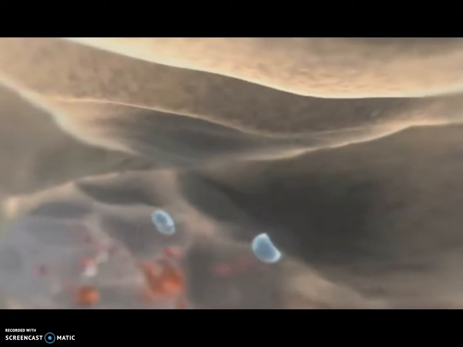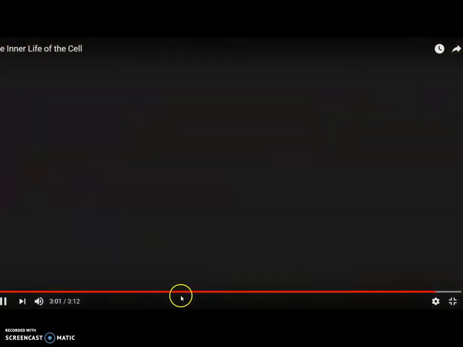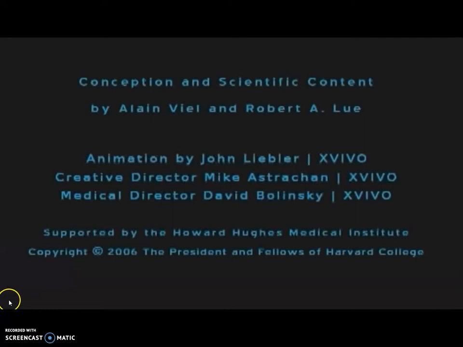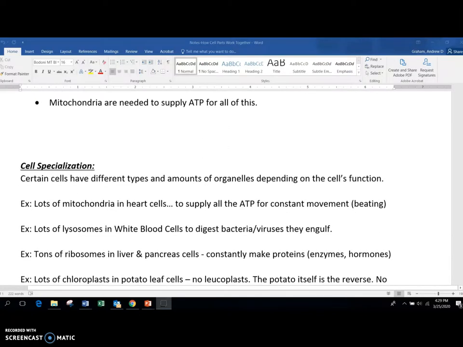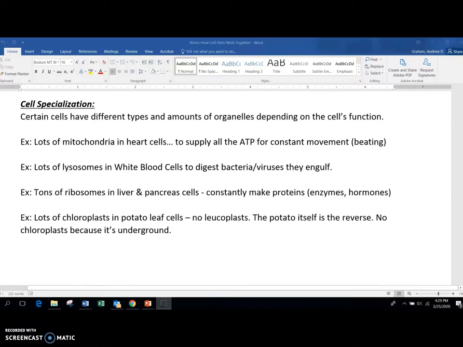All that happens within a split second inside of your cells, and that kind of thing happens millions of times per day. So that, in a sense, is showing you what we just went over here. It shows you all the steps that we just talked about. But everything doesn't always happen exactly the same in every cell. So the last thing to put in our notes is some stuff about cell specialization.